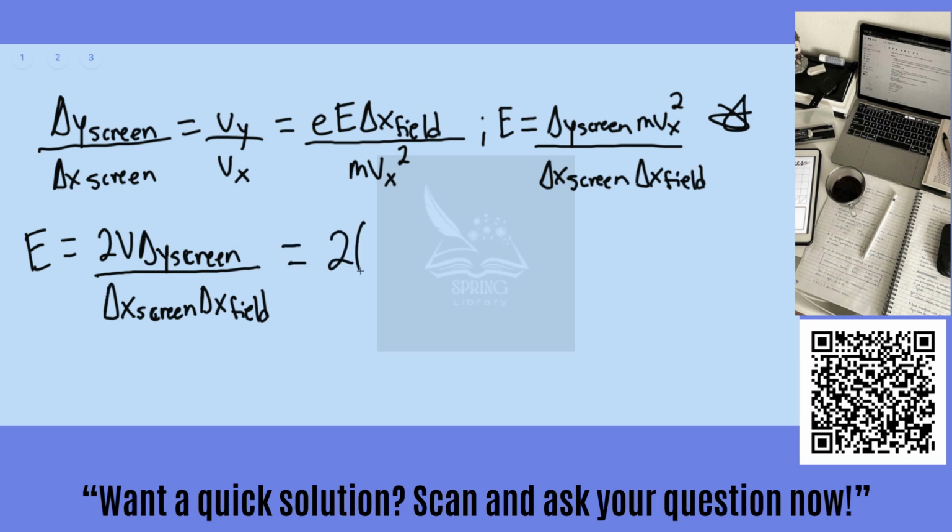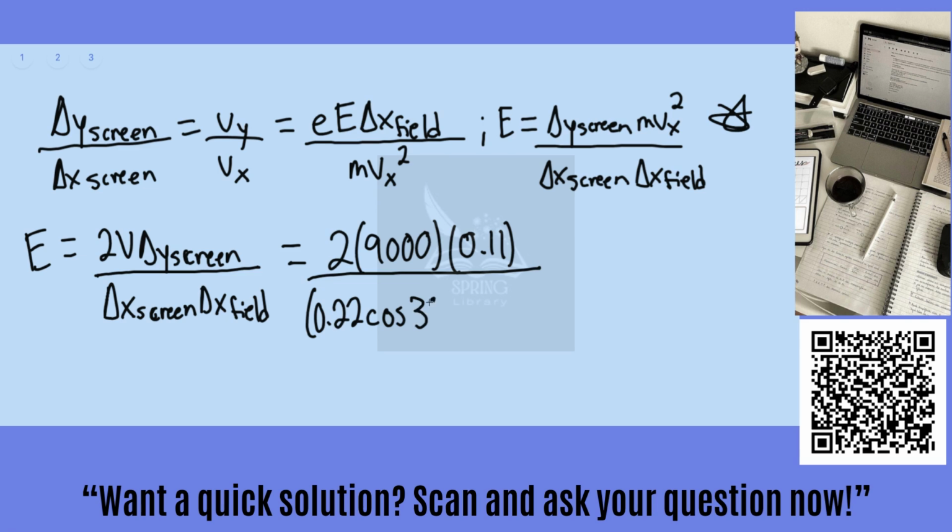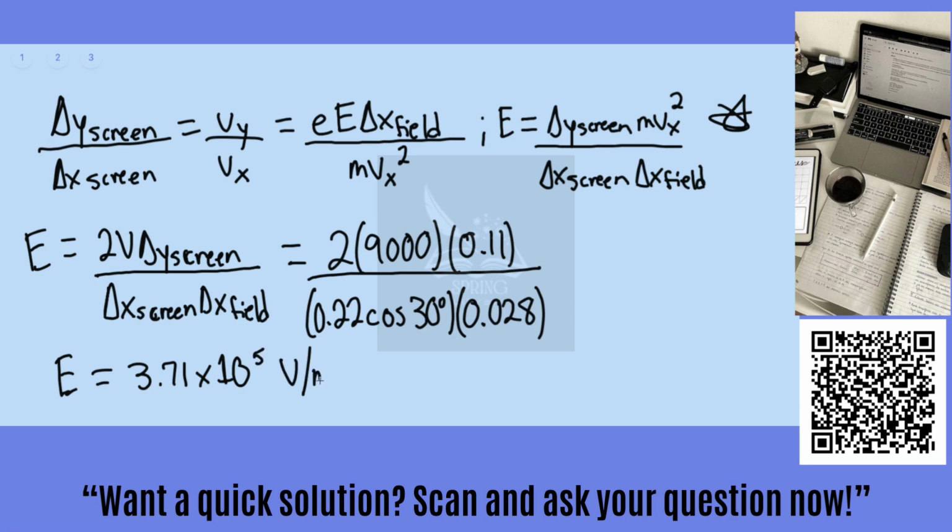So this is going to be 2 times 9,000 volts times 0.11. And then we'll have 0.22 times cosine of 30 degrees, and then 0.028 for delta x of the field. And we find that E, the magnitude of the electric field, is going to be equal to 3.71 times 10 to the 5th volts per meter. So this would be our final answer.